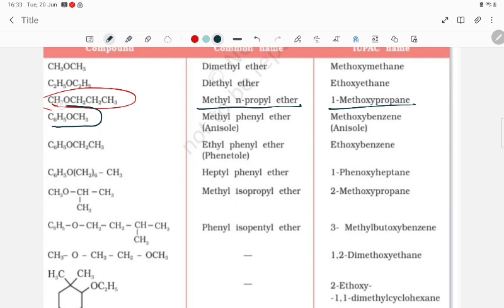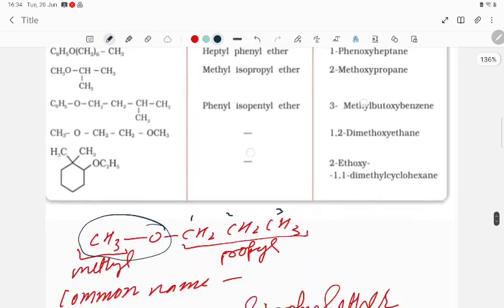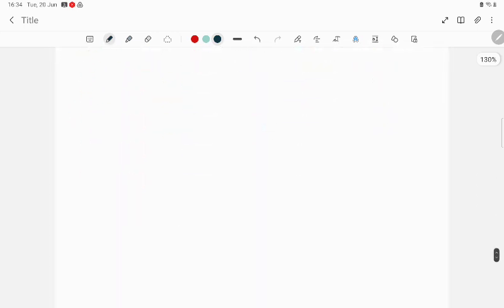Now here you see C6H5OCH3. The common name is anisole, also known as methyl phenyl ether, because M will come first: methyl phenyl ether. And if you are talking IUPAC, it is methoxybenzene. This is very simple. Here, ethoxybenzene is the IUPAC name, and phenetole, or ethyl phenyl ether, is the common name. So this is how we write the IUPAC and common name of the ether.